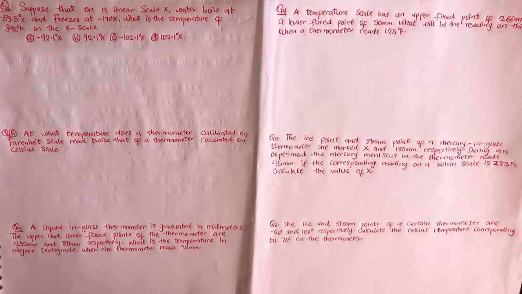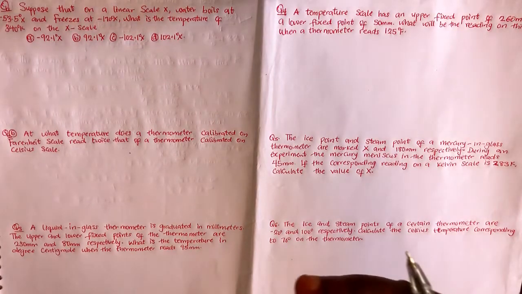Suppose that on a linear scale x, water boils at minus 53.5 degree x and freezes at minus 170 degree x. What is the temperature of 340 degree Kelvin on the x scale? Now, before I solve this question, you need to first watch my explanation on conversion of temperature scales. Once you watch it, you will have total knowledge on how to calculate this. This is just a freestyle.